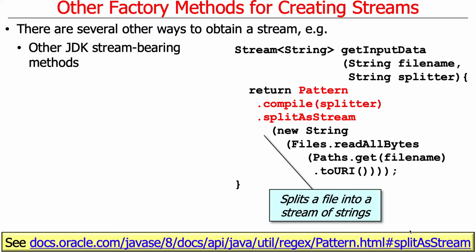So here, as you can see, we're going to read in all the bytes in a file, make one string out of that, and then split that string up into a stream of strings by splitting around the regular expression. So that's yet another cool thing that you can do. So lots and lots of different ways of creating streams using these other factory methods.